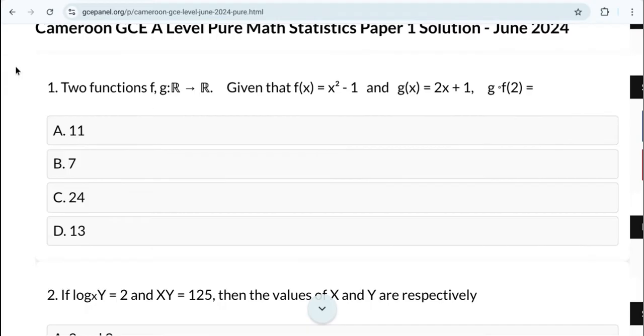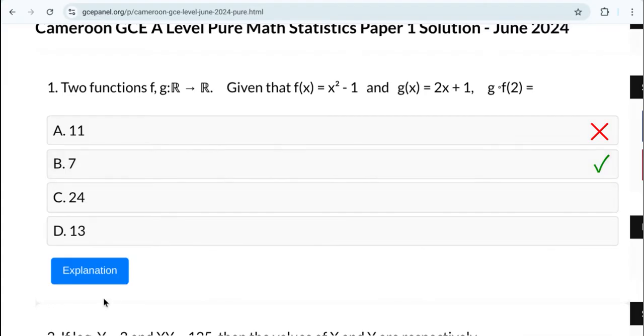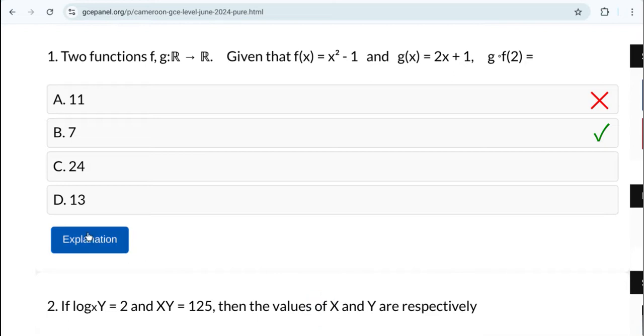So let's see which one is correct. For g of f of 2, we can start by looking for the composite function g of f of x, and that is going to be equal to 2 into x squared minus 1 plus 1. Okay, and when we substitute the value of x there, what are we going to have? Let's check. The first one is not correct. The second is correct. So the answer is 7, or the key is 7. So let's see the working.